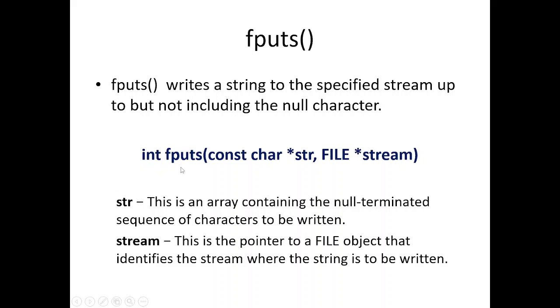The prototype of fputs is: the return type is int fputs, and then this is the character array which is going to hold the string, and this is the pointer to the file where we are going to write the content, right? That is said here: str, this is an array containing the null terminated sequence of characters to be written, and stream is the pointer to the file object that identifies a stream where the string is to be written.